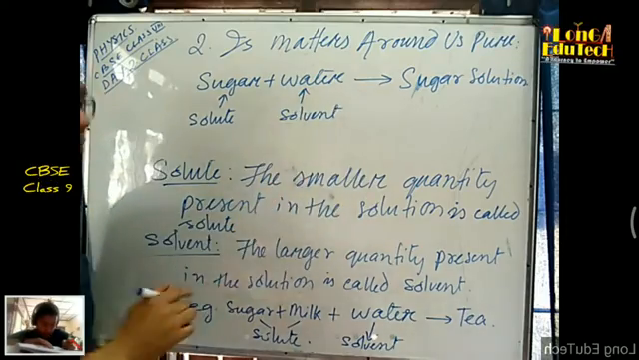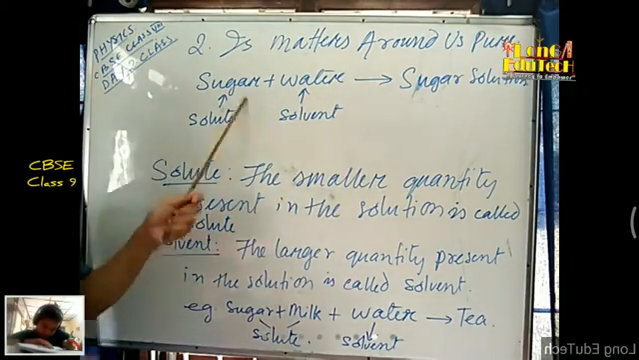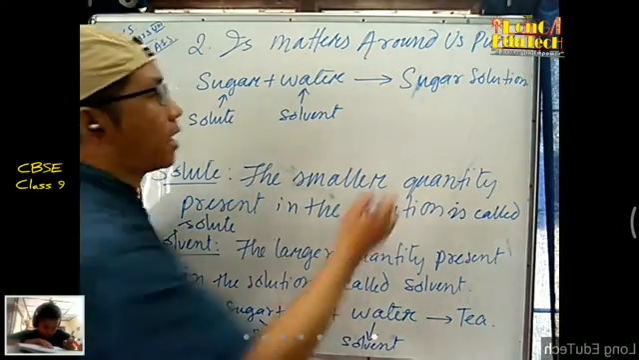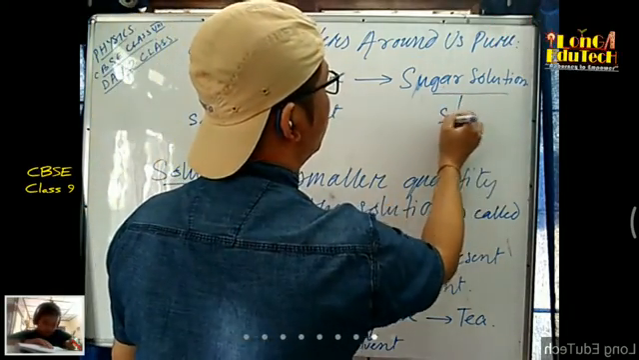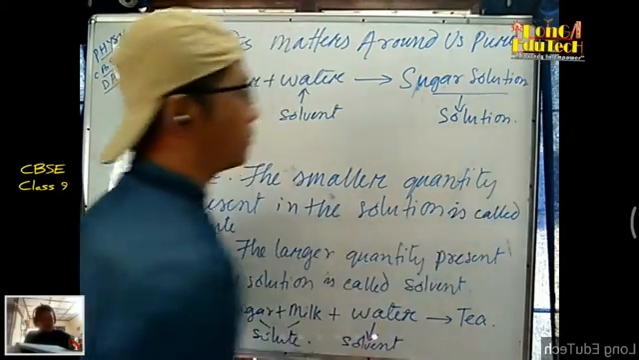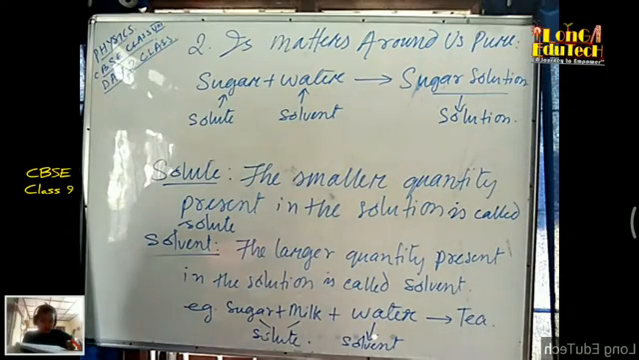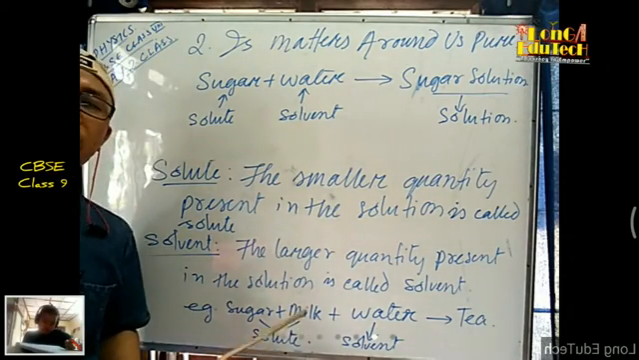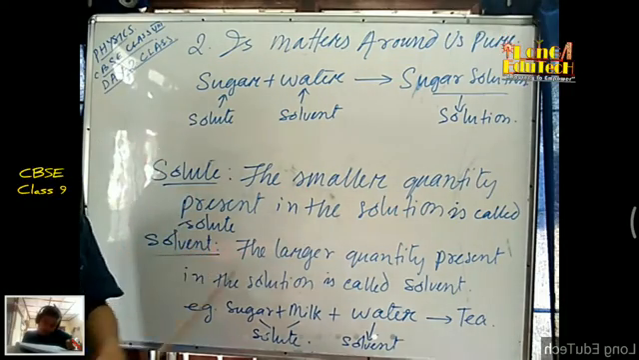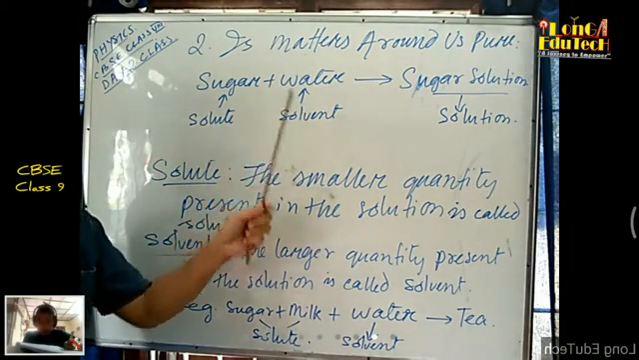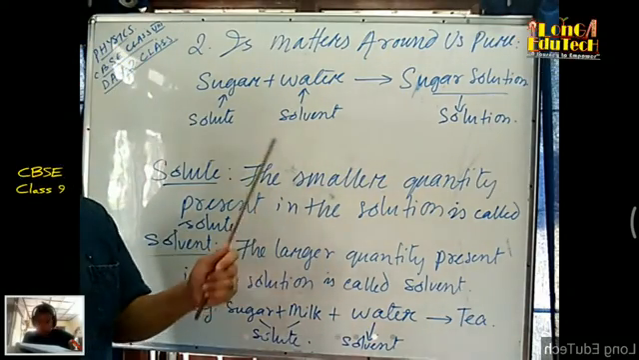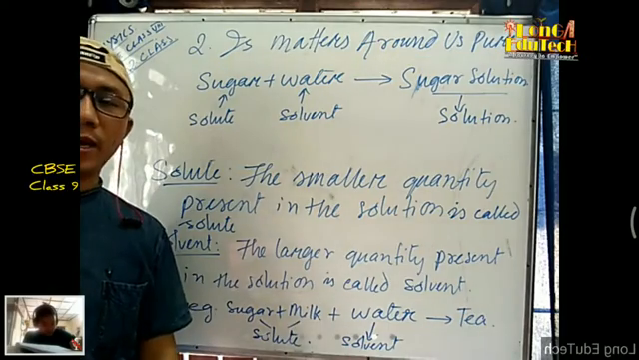Just keep in mind that the smaller quantity will be the solute, the larger quantity will be the solvent, and this is the solution that is formed. From here we come to know that solutions contain two kinds of substances named solute and solvent. Solute and solvent are present in a solution. So that's the point.